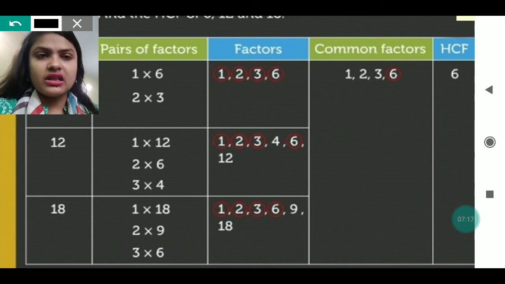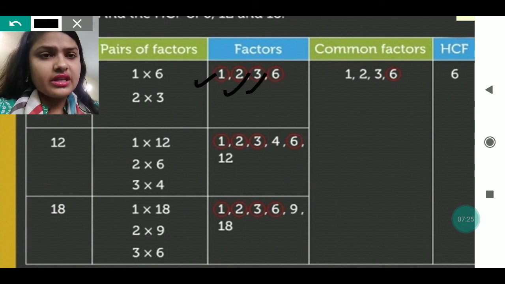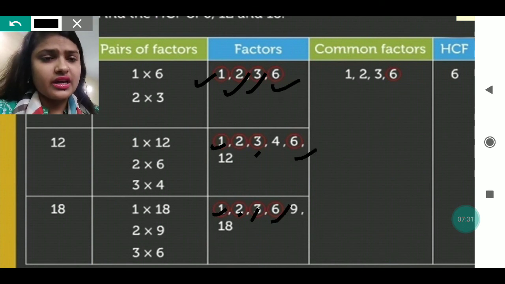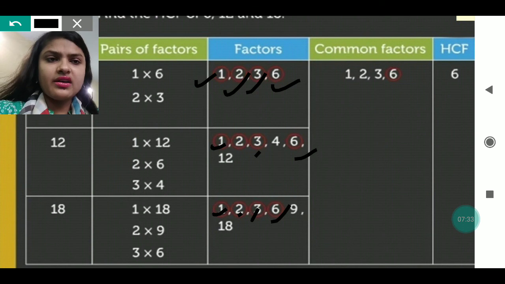Like 1 is there in all the 3 factors. 2 is also there in all the 3 factors. You can see 2 is also there. 3 is also there in all the 3. 6 is also there. Now, is there any more factor? No, there is not.